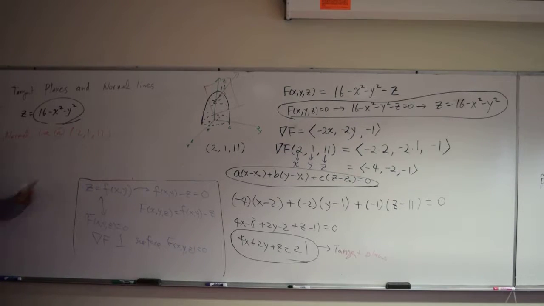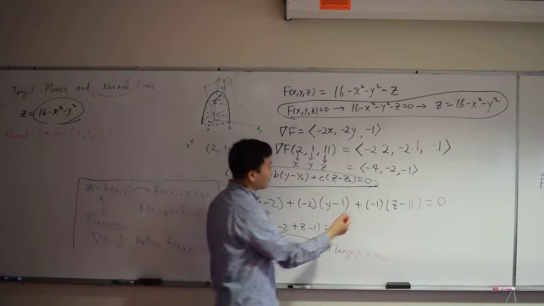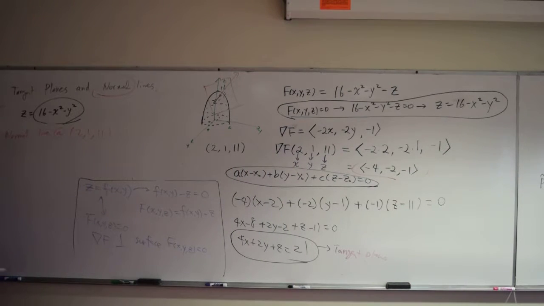Well, it's going to pass through this point. What's the direction vector? For line equations, we need the direction vector and a point, right? Normal means the direction of this line is perpendicular to the surface, so that means we're still using the same vector. That vector, we know that it's perpendicular to the surface. So we can write down the equation of the line as the following. First, write down that vector, negative 4, negative 2, negative 1, times t, and write down the point 2, 1, 11. That's the normal line. Simple, right?